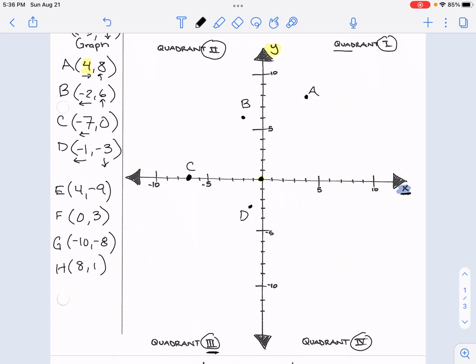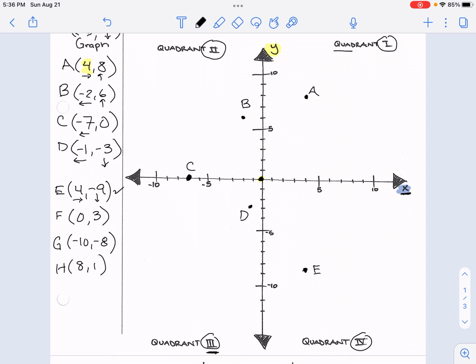Now going to E. Left or right for the 4? It's going to go right, since it's positive, and negative 9 will go down, since it's negative. So we're going to go 4 right, and 9 down, as I can see right here, that's where I'm reaching a depth of negative 9. Okay. Looks like it should be somewhere right there.